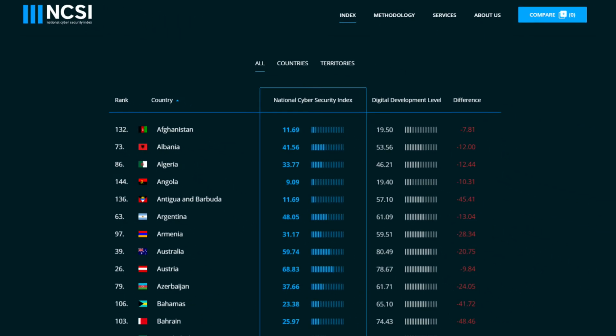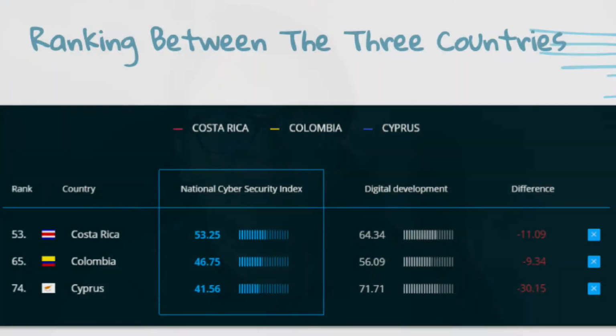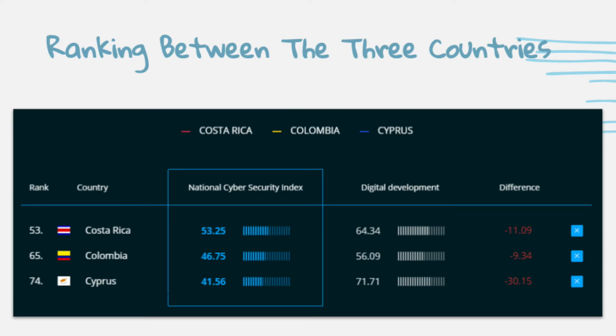To compare these three countries, Colombia, Costa Rica and Cyprus, we can use the NCSI, or the National Cybersecurity Index, which is used to measure the capacity of cybersecurity implemented in the central governments. If we take a look at the diagram, we can see that Costa Rica is in first place out of these three countries, followed by Colombia and Cyprus.